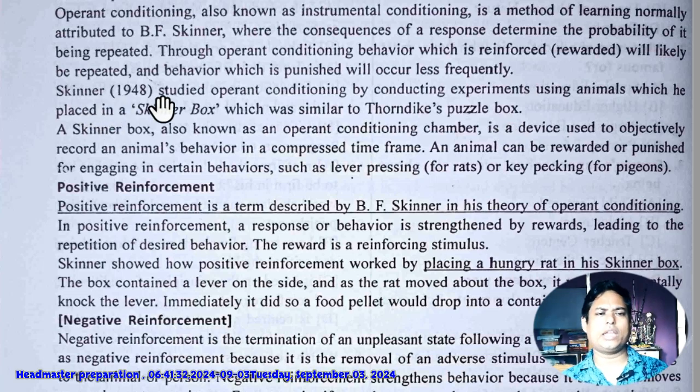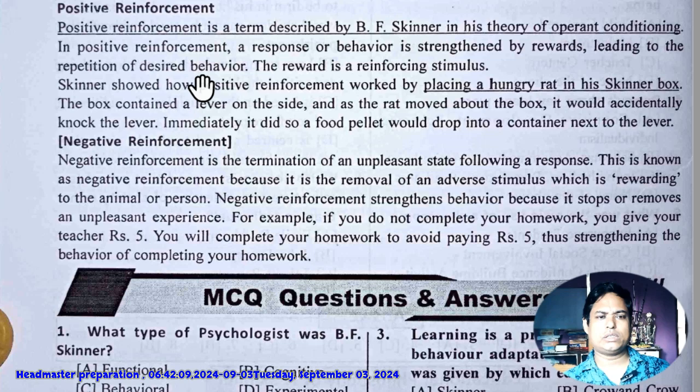Skinner, in 1948, studied operant conditioning by conducting experiments using animals which he placed in a Skinner box, similar to Thorndike's puzzle box. The Skinner box, known as an operant conditioning chamber, is a device used to exactly record an animal's behavior in a compressed time frame. An animal can be rewarded or punished for engaging in certain behaviors, such as lever pressing for rats or key pecking for pigeons.